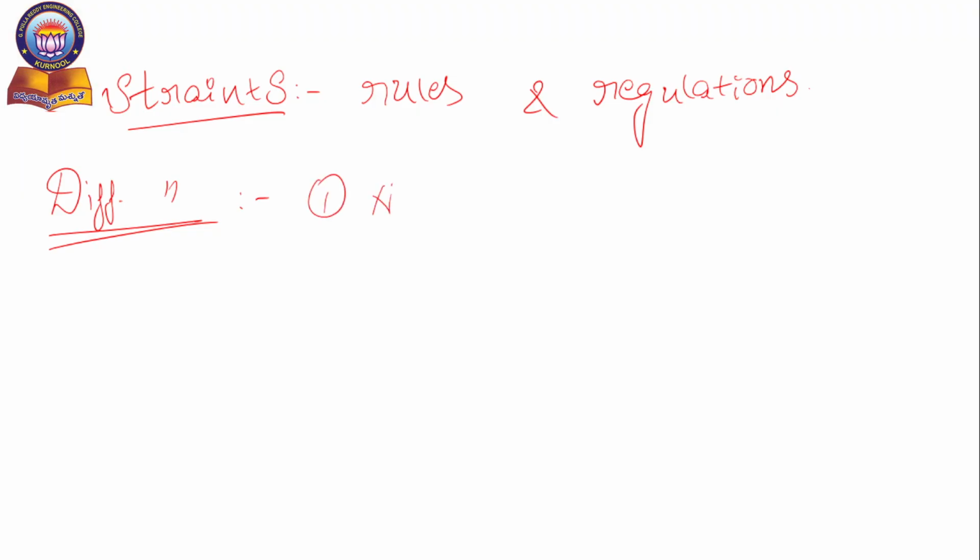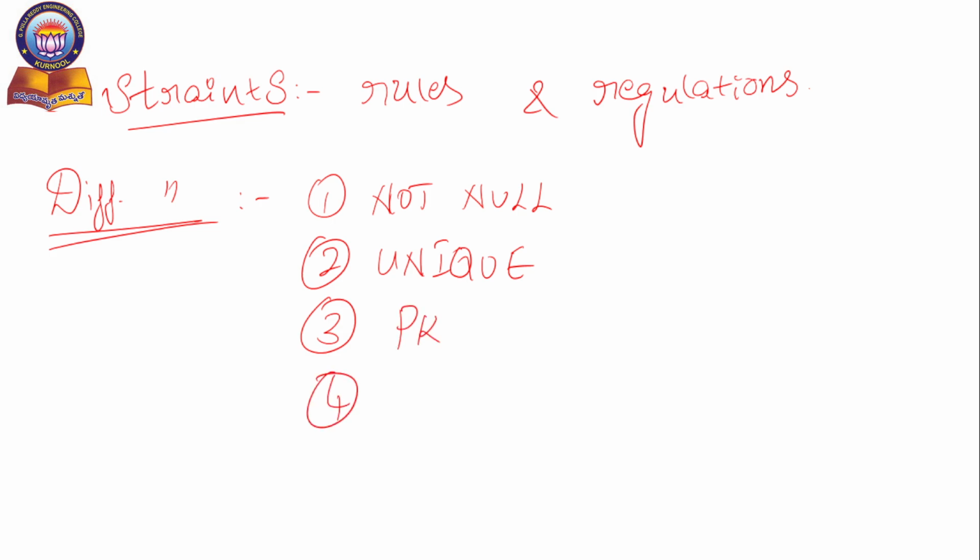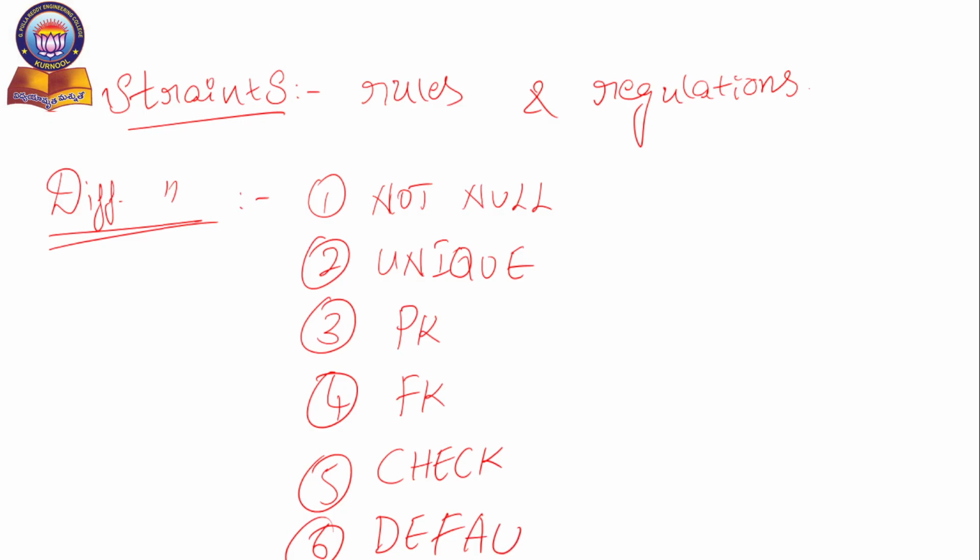First one, not null. We already know what is meant by null and what is meant by not null. Second one is unique. Third one is the primary key. Fourth one is the foreign key. Fifth one is check. And sixth one is default. Coming to the first one, not null. Not null is nothing but whenever we want to give the data for a collection, at that time we will give the not null.